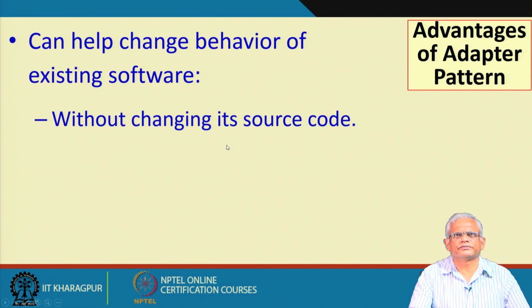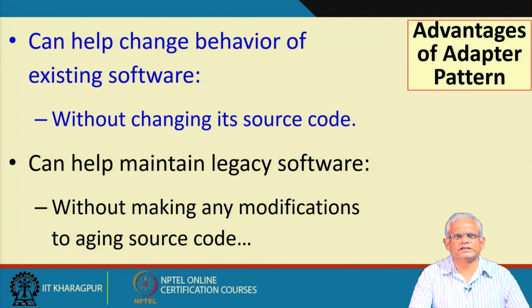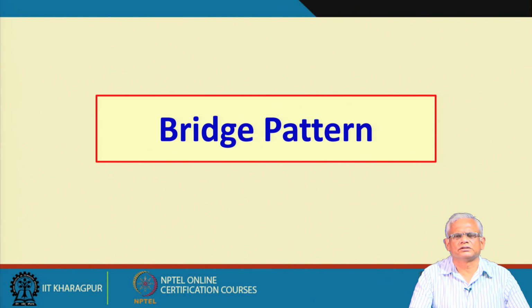The adapter pattern makes two incompatible classes work without changing the source code of the existing client. It is very useful in maintaining legacy software without any changes to the aging code, because making changes to aging code is a very difficult task. The structure would have already degraded, so that any change will have severe repercussions. We have now discussed the adapter pattern.